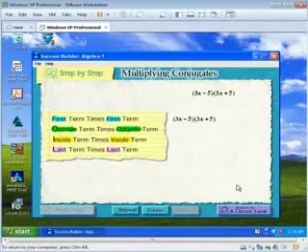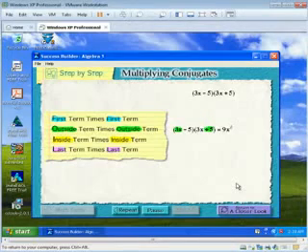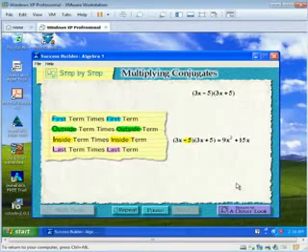First times first is 3x times 3x, or 9x squared. Outside times outside is 3x times positive 5, or positive 15x. Inside times inside is negative 5 times 3x, or negative 15x. The negative 15x and positive 15x cancel each other. So there is no middle term.